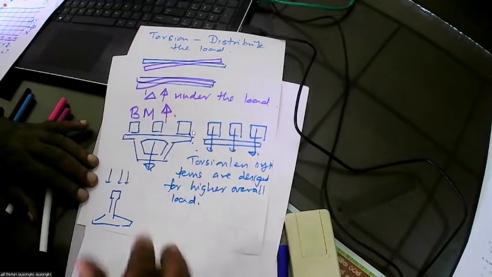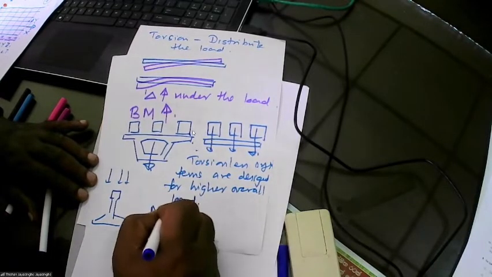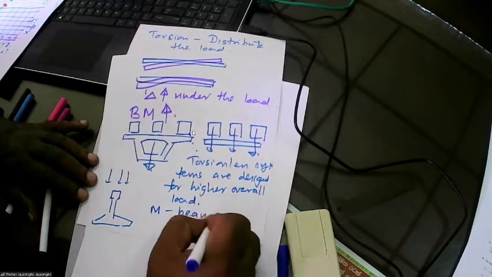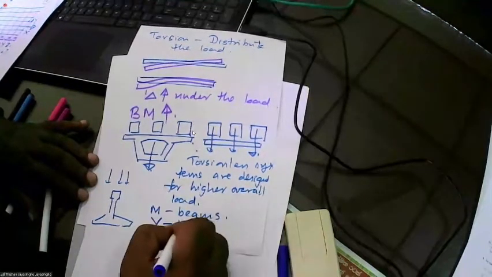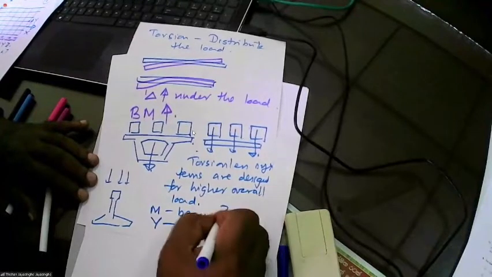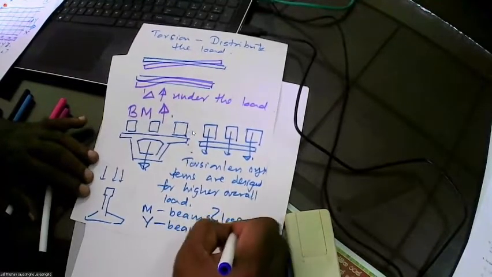So I beams and Y beams all give torsionless systems. They are less efficient.